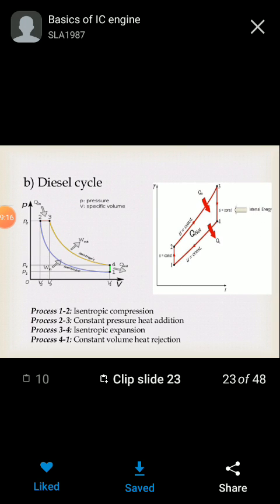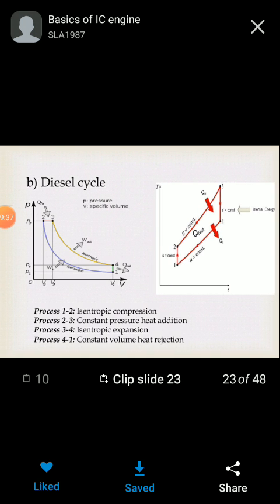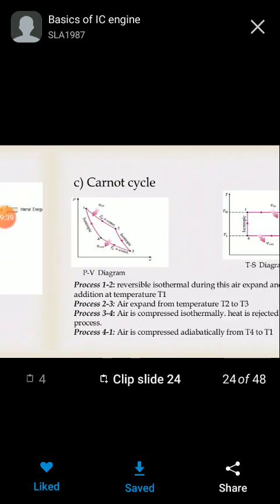In the diesel cycle, we show the PV diagram and TS diagram of the diesel cycle. Process 1 to 2 is an isentropic compression process, and process 2 to 3 is a constant pressure heat addition process. Process 3 to 4 is an isentropic expansion process, and process 4 to 1 is a constant volume heat rejection process.